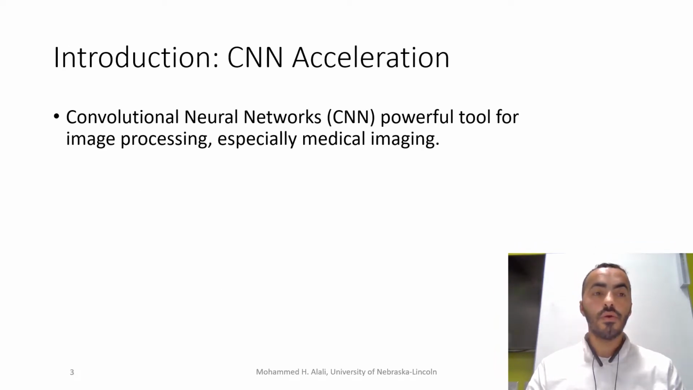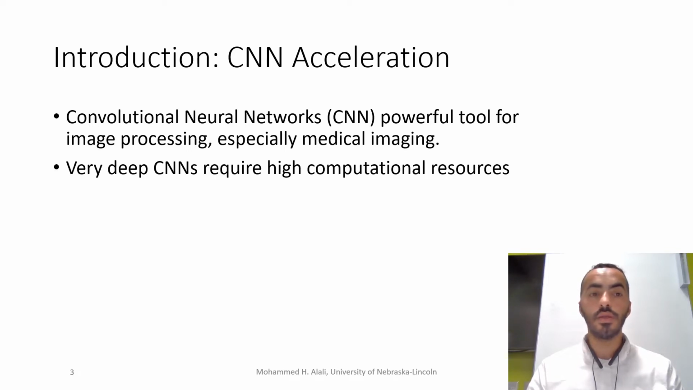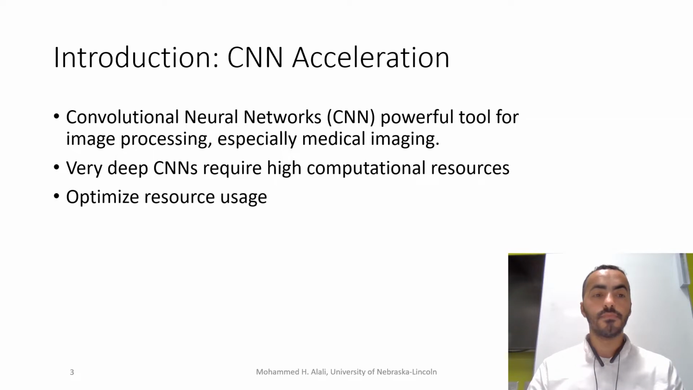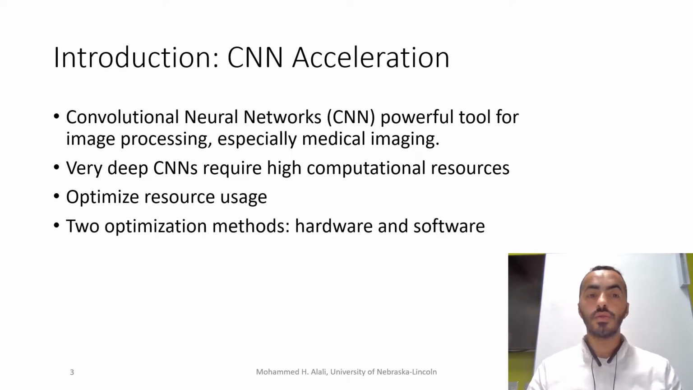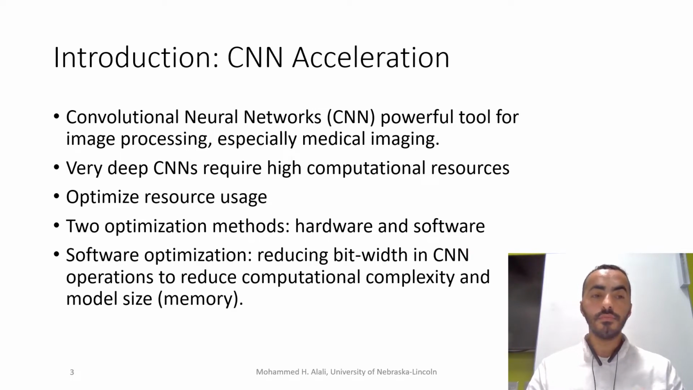First, we know that CNN is a powerful tool for image processing, especially medical imaging, but very deep CNN requires high computational resources. So there is a need to optimize the usage of these resources. There are two ways of optimization methods, hardware and software. Here in this work, we use software optimization. We use reduced bit width in CNN operations to reduce computational complexity and reduce the model size, which reduces the memory.